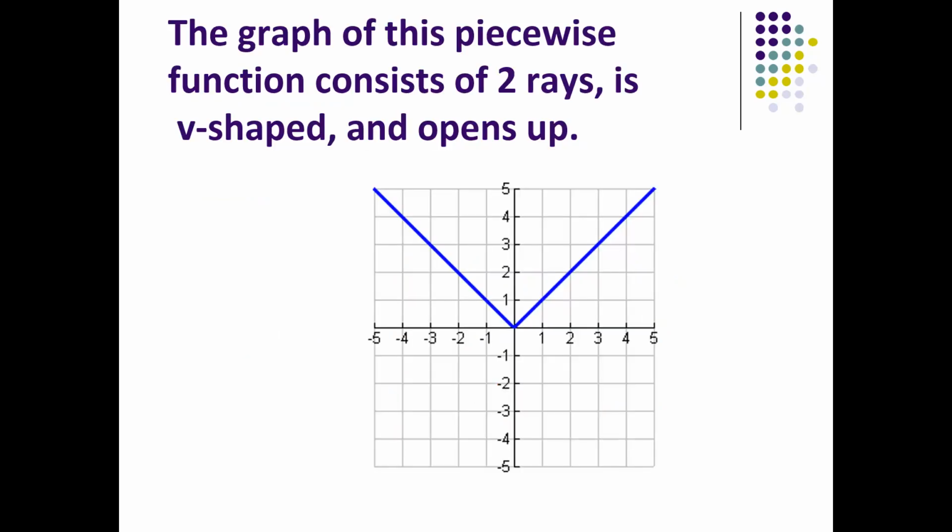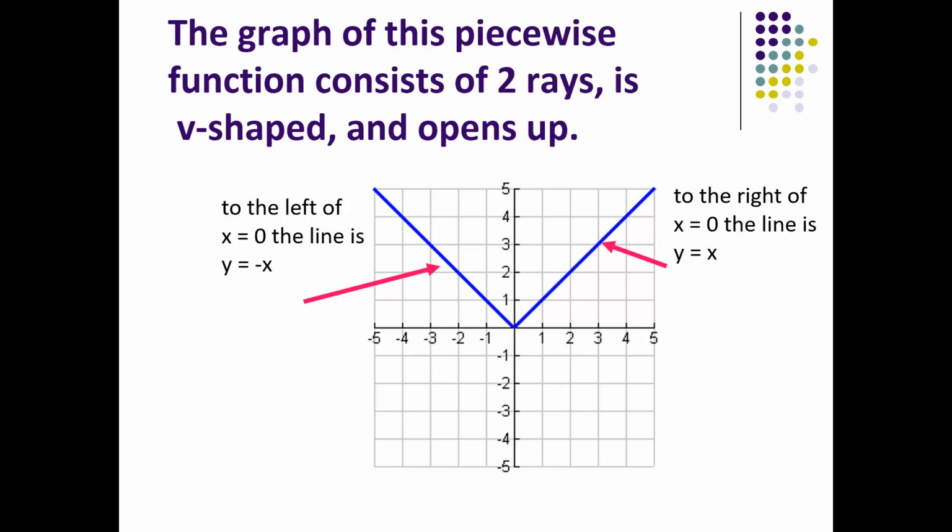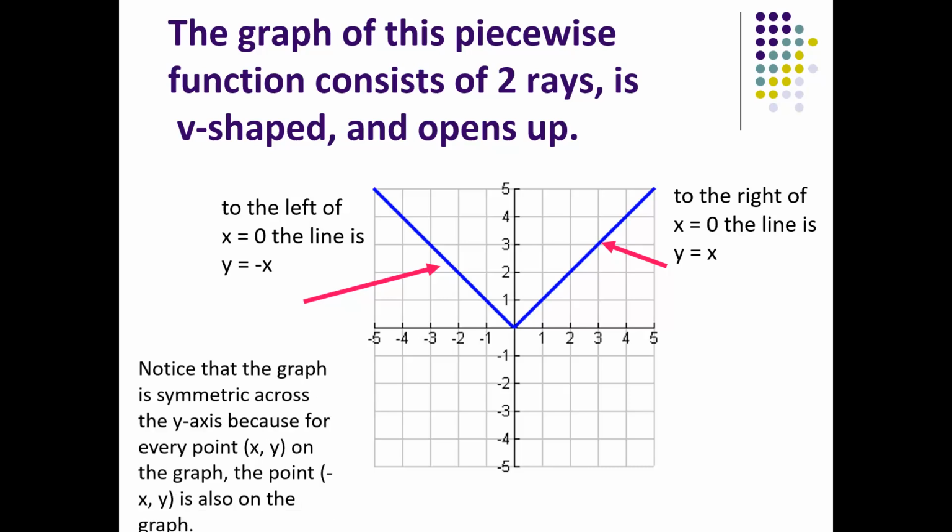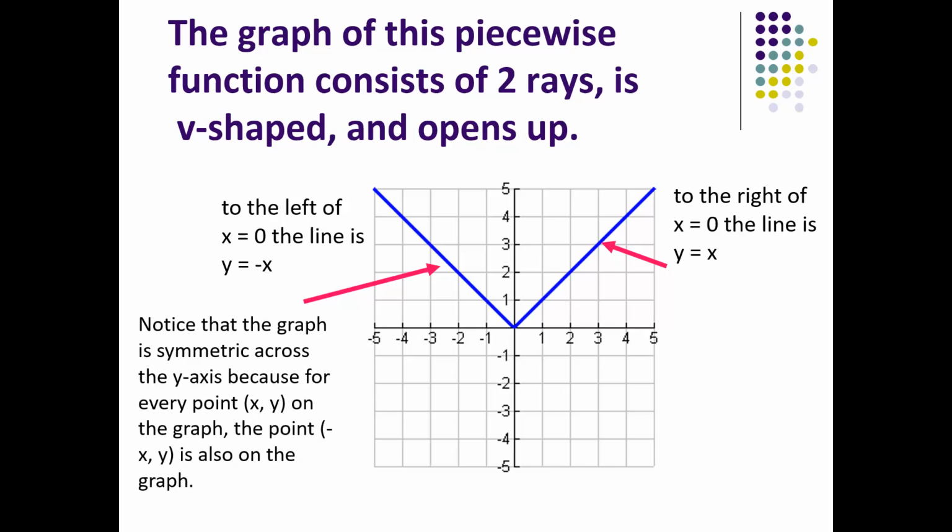So this graph of this piecewise function consists of two rays, is V-shaped, and it opens up. To the left of x equals 0, the line is y equals negative x. To the right of x equals 0, the line is y equals x. Notice that the graph is symmetric across the y-axis because for every point x comma y on the graph, the point negative x comma y is also on the graph.